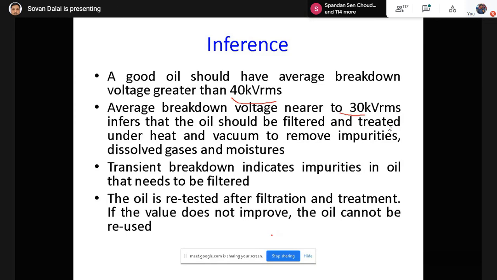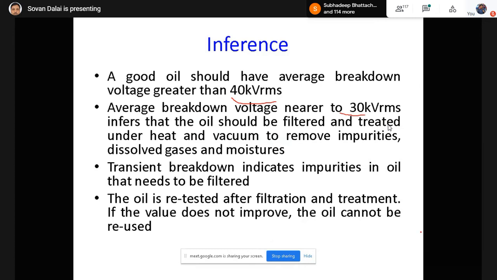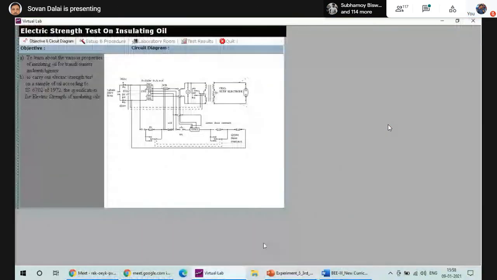Okay. So this is the whole explanation of the experiment. And now, one by one, I want to show you the demonstration with the help of the virtual lab. I think the virtual lab tab is available. It is visible to you? Yes, sir. Okay.